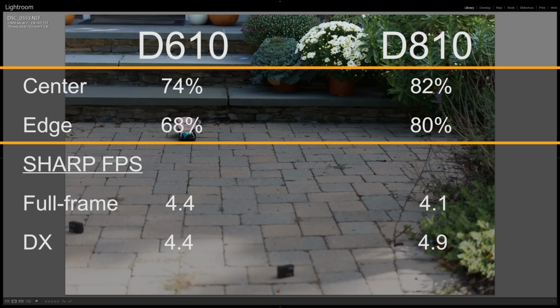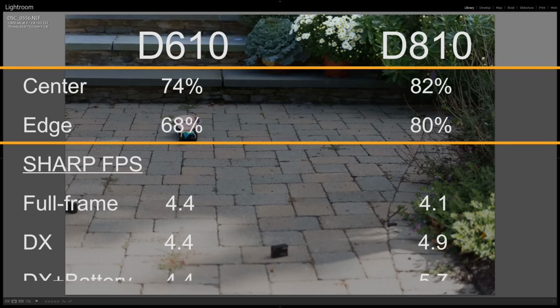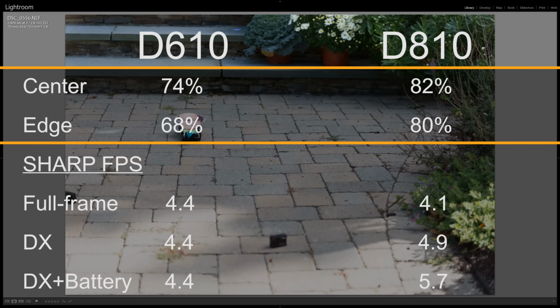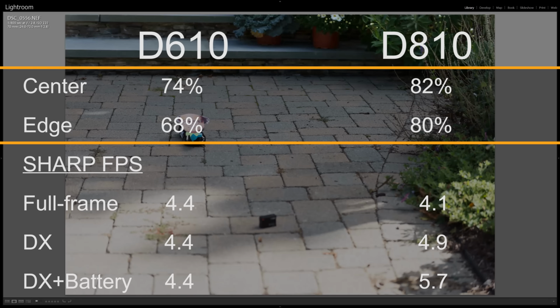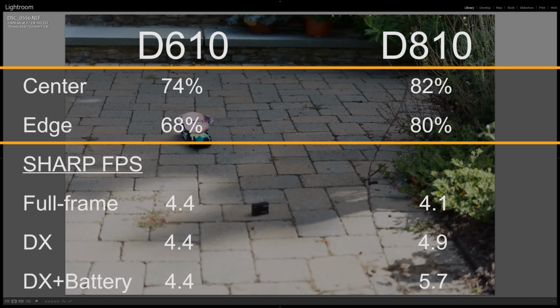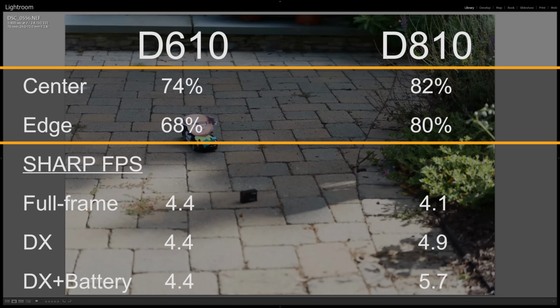The D810 jumps up to 4.9. And if you put on the extra battery pack in the D810, you can bump it up to 7 frames a second, giving you 5.7 sharp frames a second. So full frame shots, the D610, using the center focusing point, actually does a little bit better than the D810, but the D810 is definitely better overall, especially if you can use the higher frame rates by dropping into DX mode.